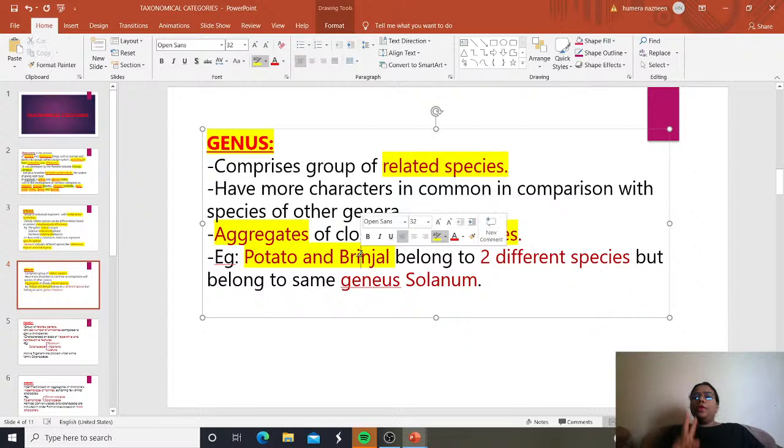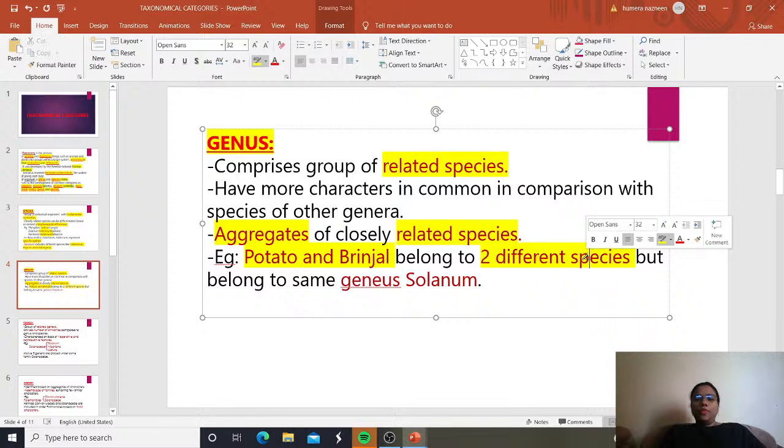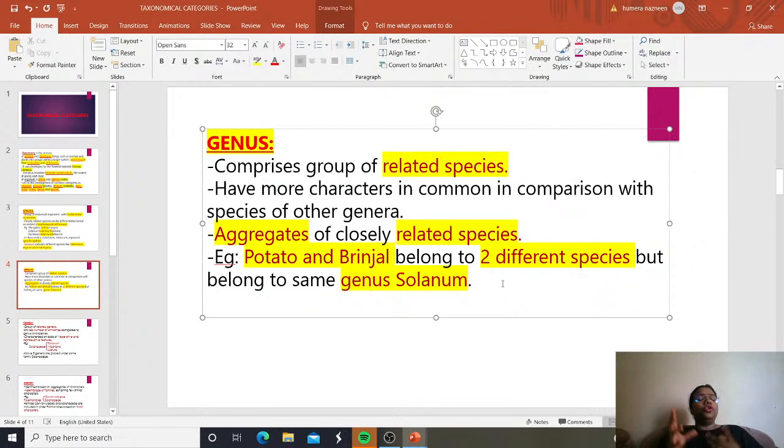These potato and brinjal belong to two different species, but they both belong to the same genus, which is Solanum. Potato and brinjal are the two examples. Both belong to the same genus, though they belong to different species. So many different species which show similar or more related characters are placed under the same genus.